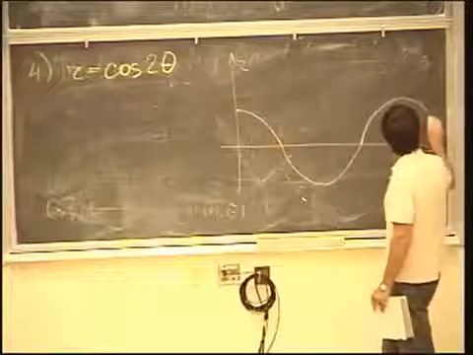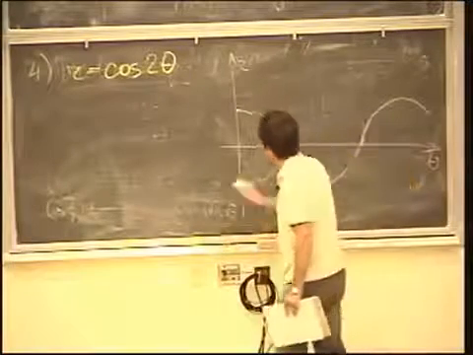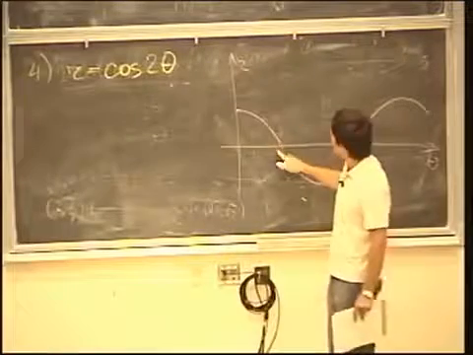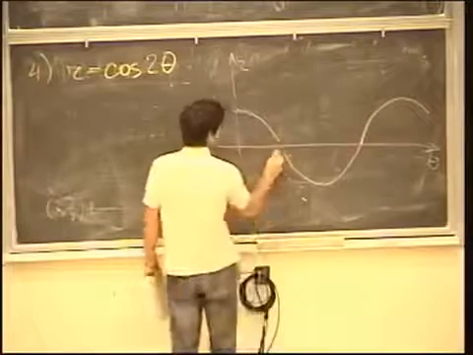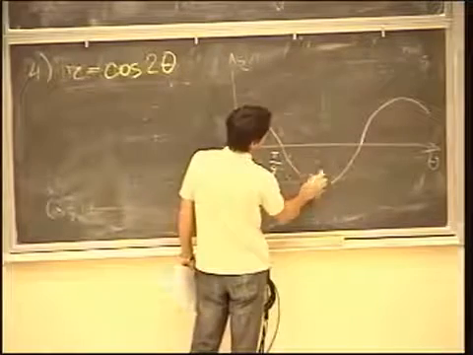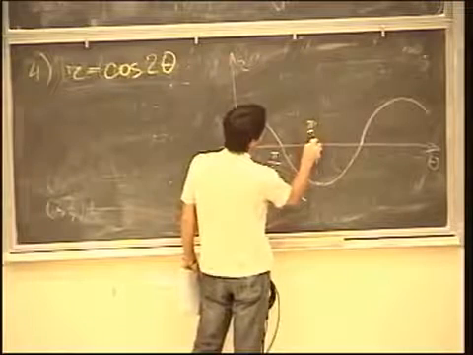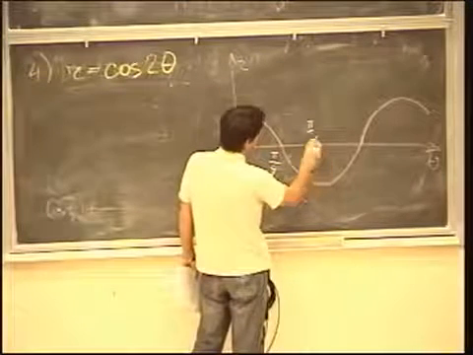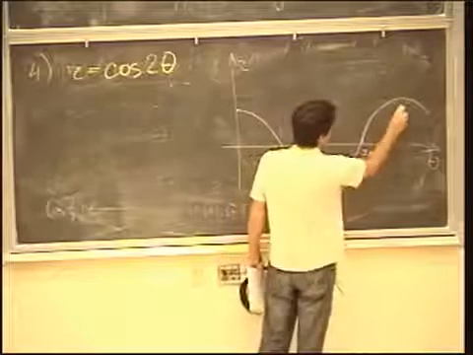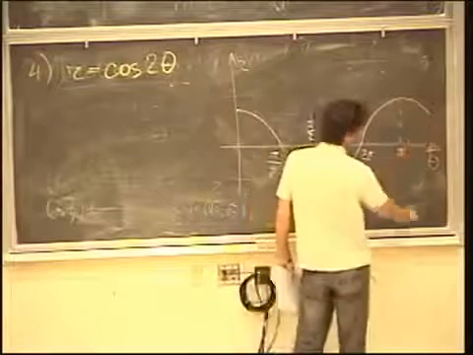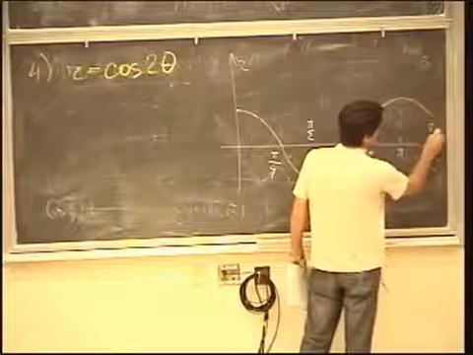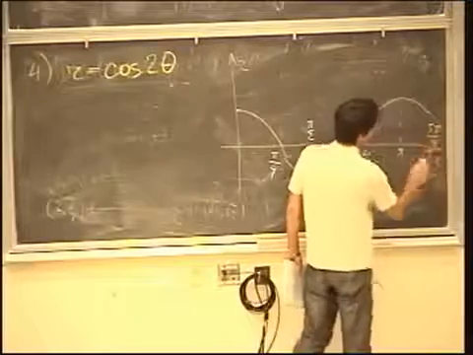Right? But now we have to realize that normally if it were cosine theta, this would be pi over 2. But because it's 2 theta, it's going to be pi over 4. And this will be pi over, normally it would be pi, but now it's pi over 2. And this is like 3 pi over 4. This is pi. And then it continues like this. So for example, at 5 pi over 4, it's going to reach 0 again, and so on.